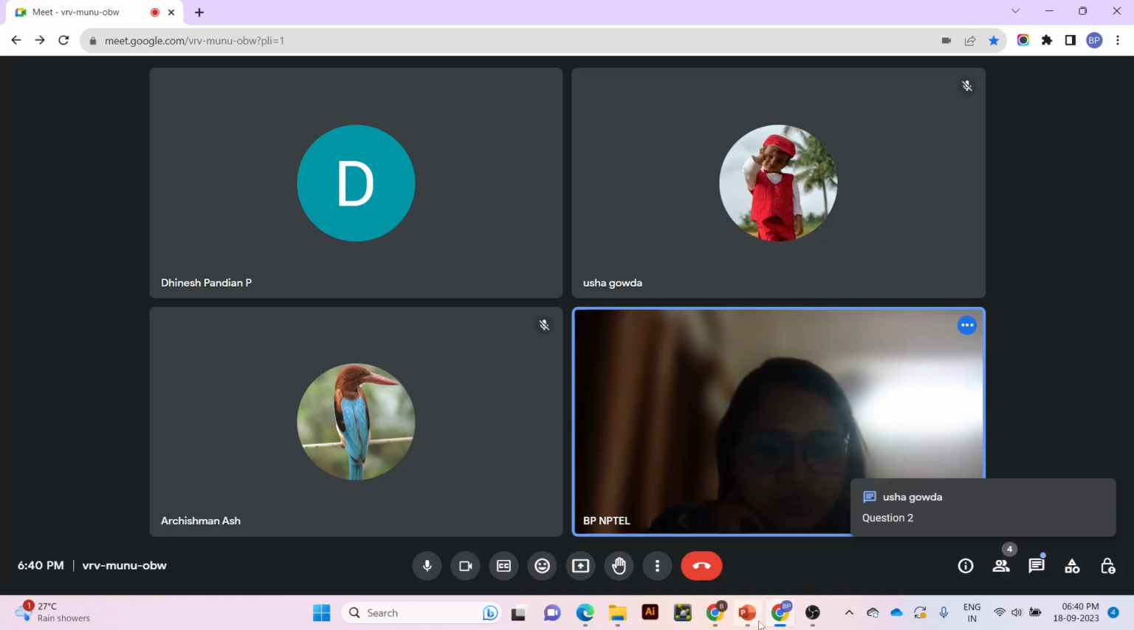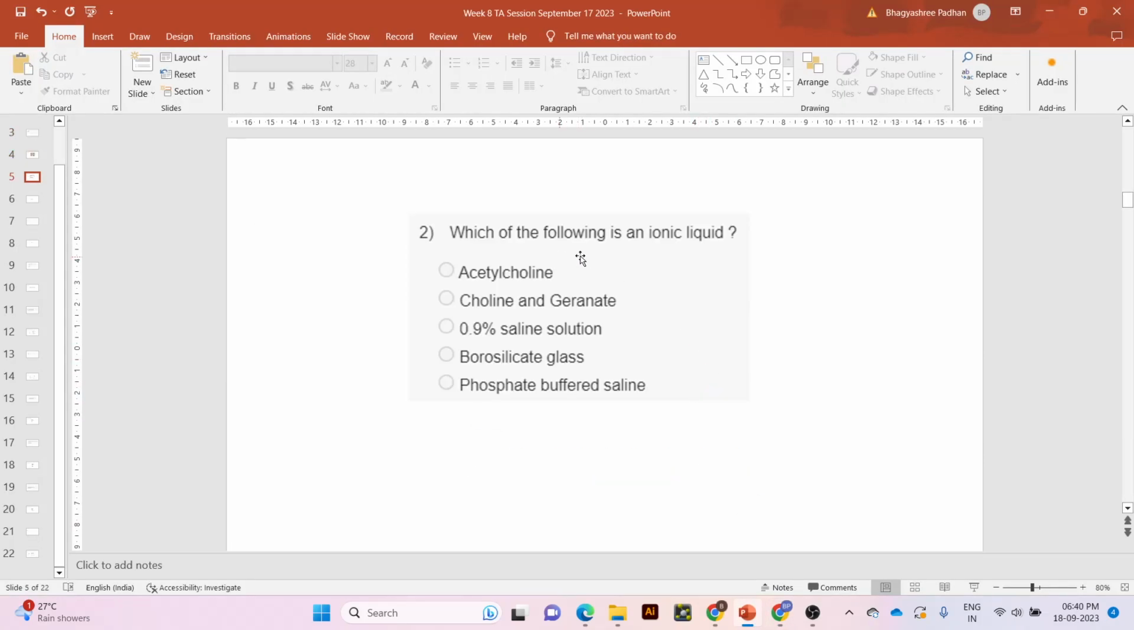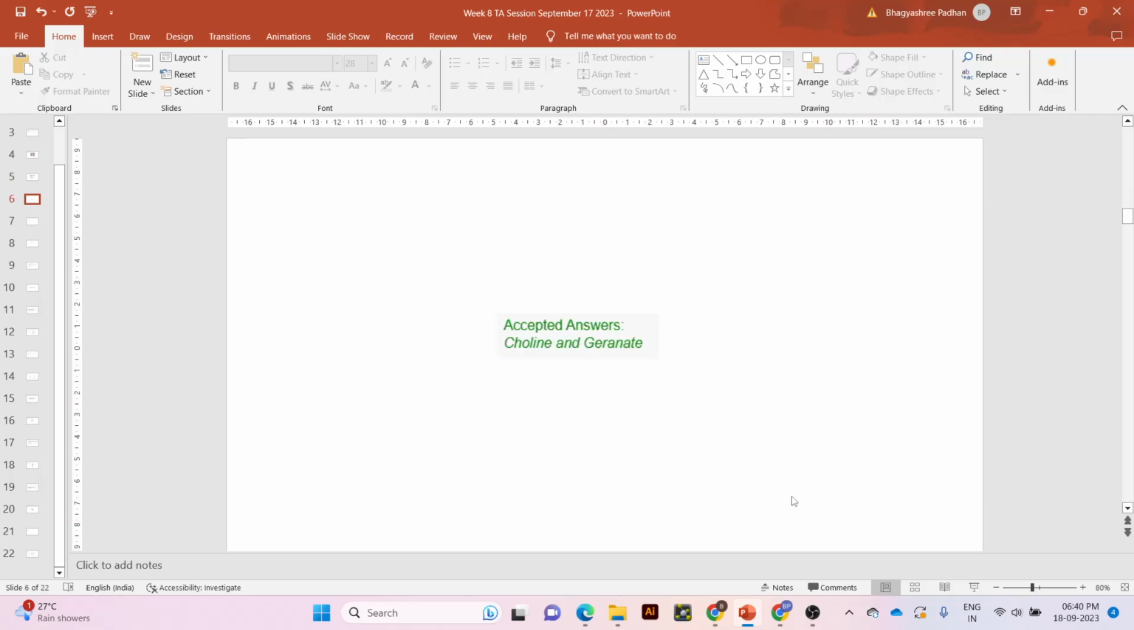Question number 2 was, which of the following is an ionic liquid? There is not much to discuss here. If you go through the lectures, they discussed one paper where it is mentioned that choline and geranate is an ionic liquid that is used. So it's straight from the lectures, and that will be the correct option.